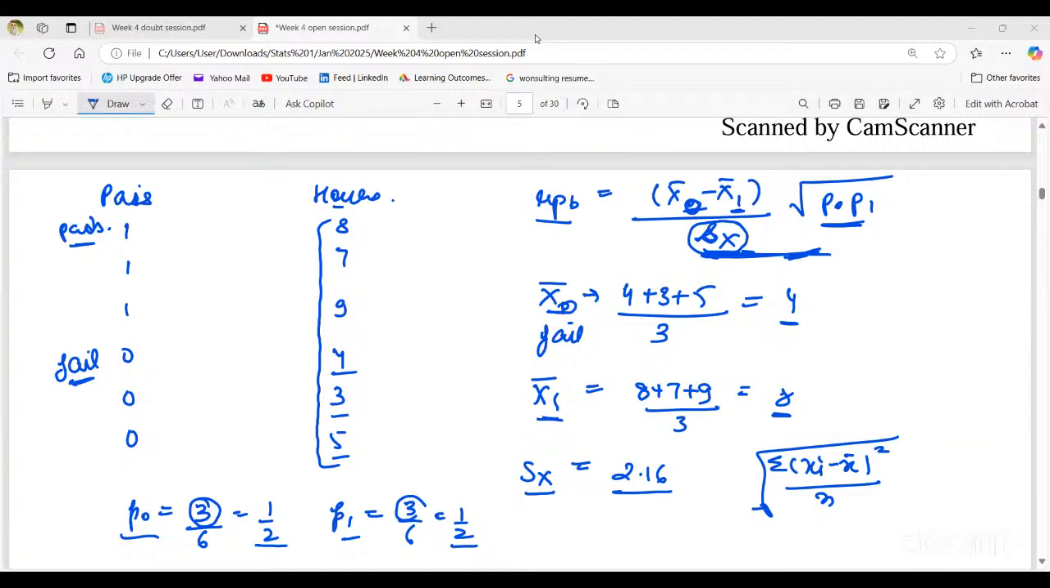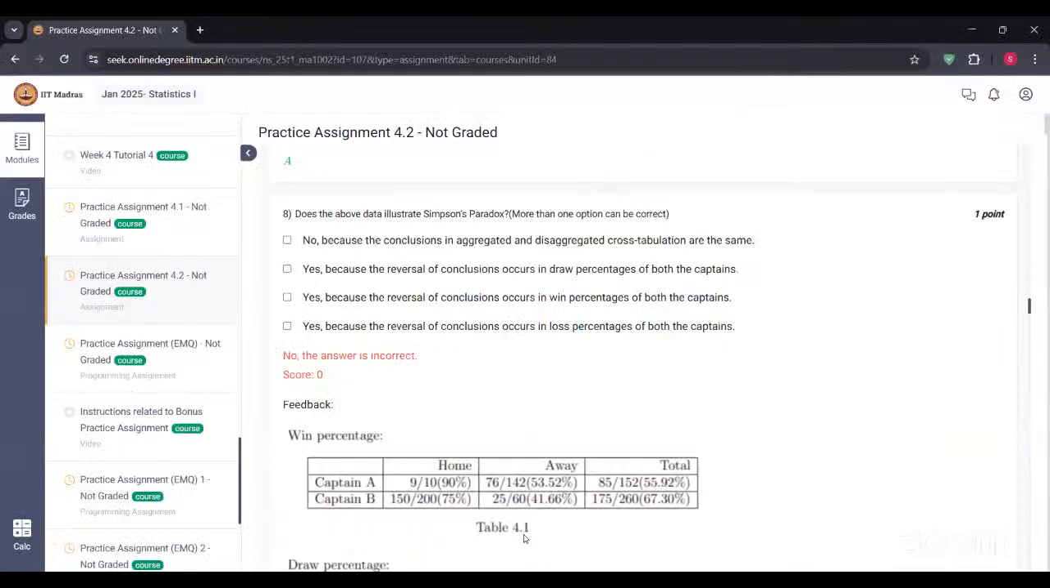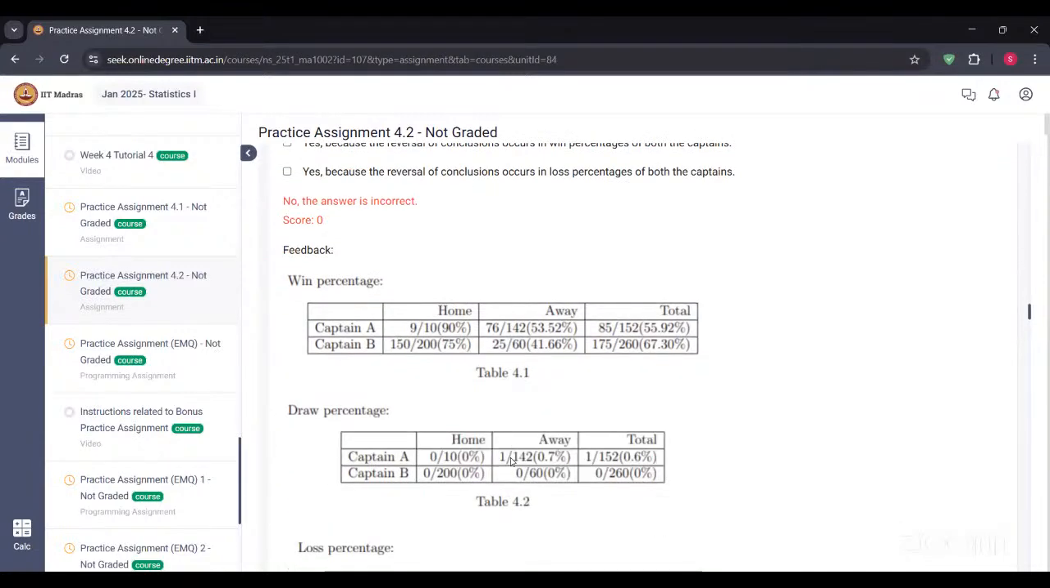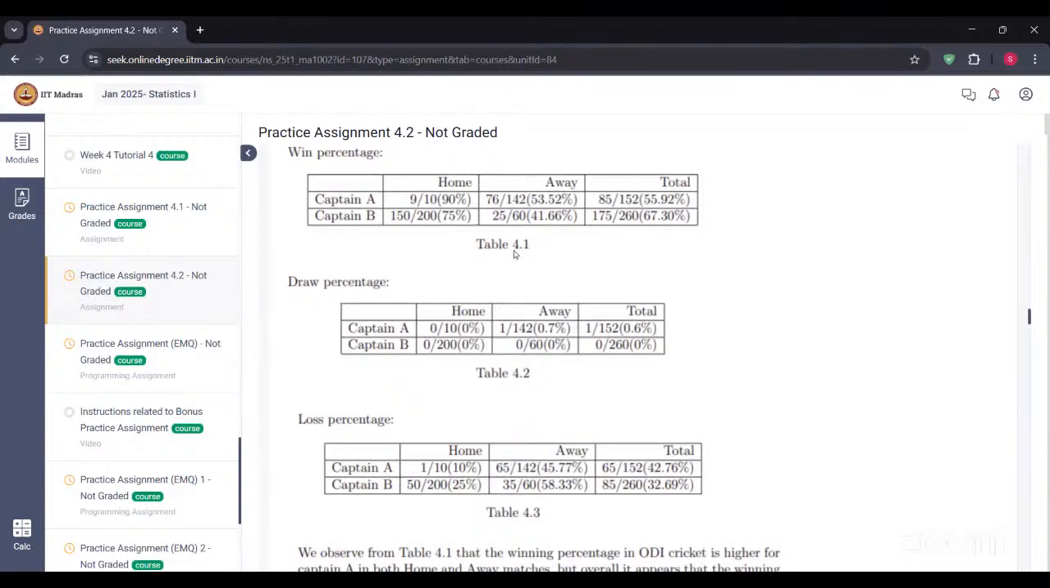It's not like that, it depends upon the data. Actually, if you see here, this is the Simpson paradox. Okay, so it is not necessary that in every question we would have the same thing.